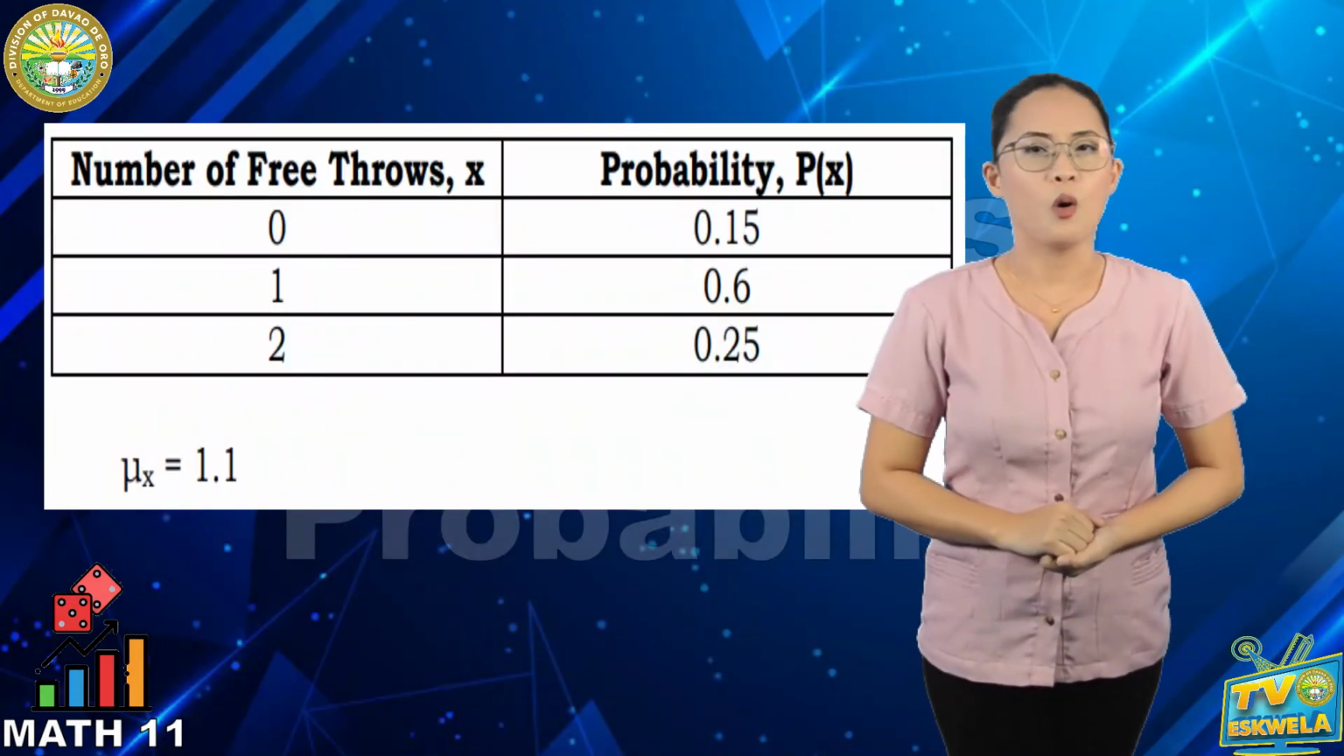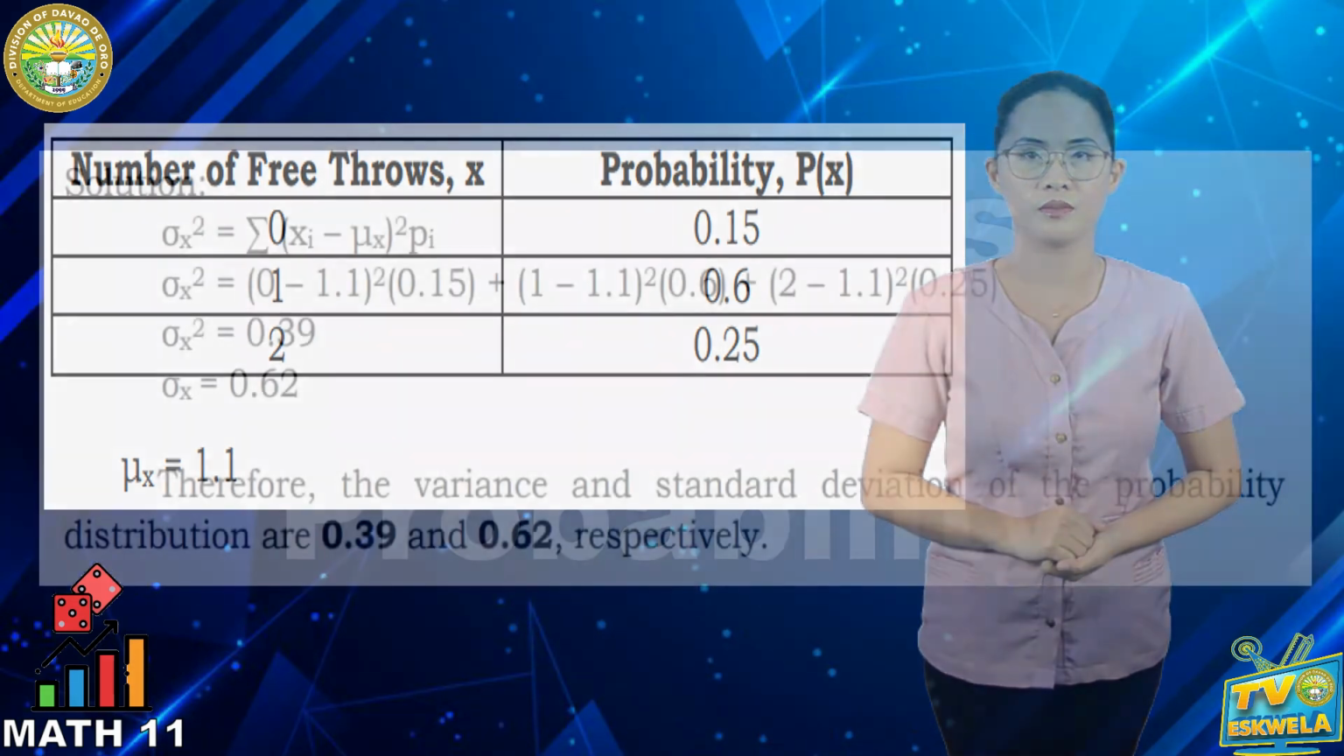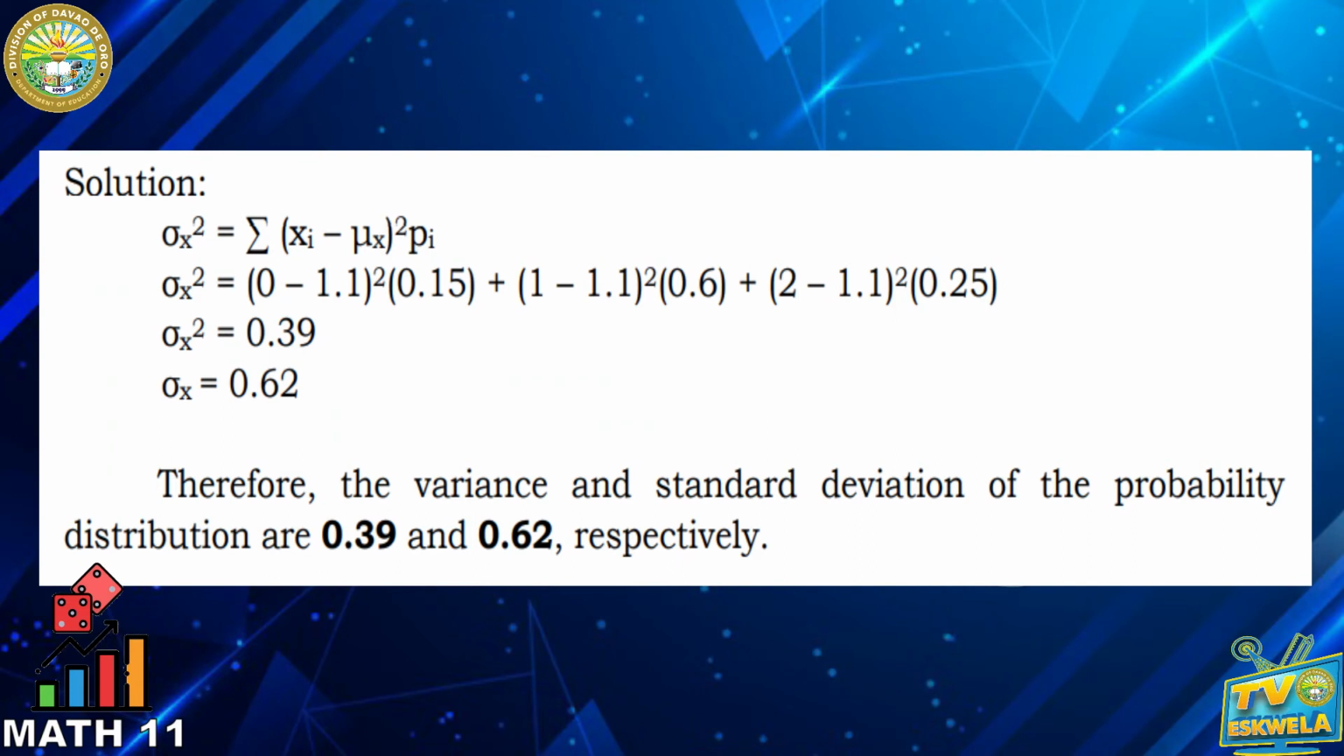Let's have an example. Based on the previous example, what is the variance and standard deviation of the probability distribution? Now let's solve. Variance is equal to the summation of the quantity x sub i minus mu of x, squared, times p sub i. Let's substitute. Quantity 0 minus 1.1 squared times 0.15 plus quantity 1 minus 1.1 squared times 0.6 plus quantity 2 minus 1.1 squared times 0.25.